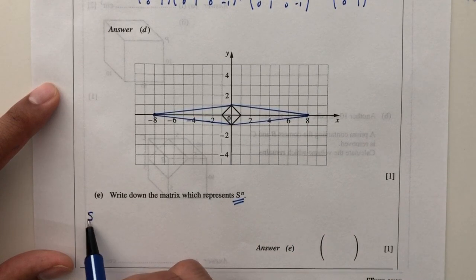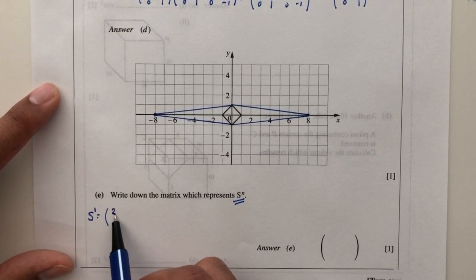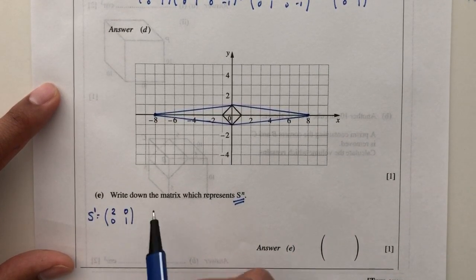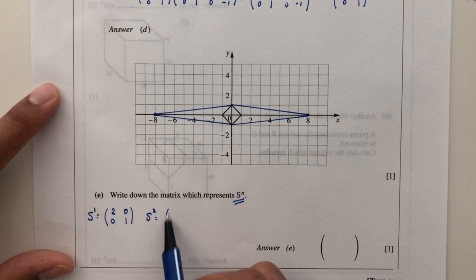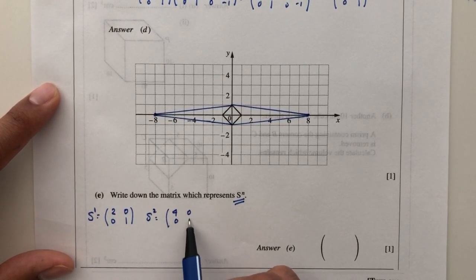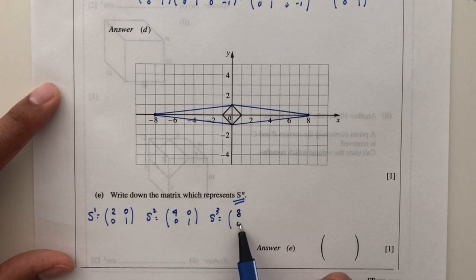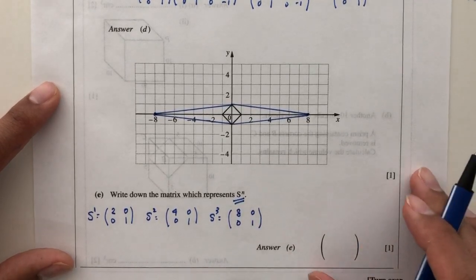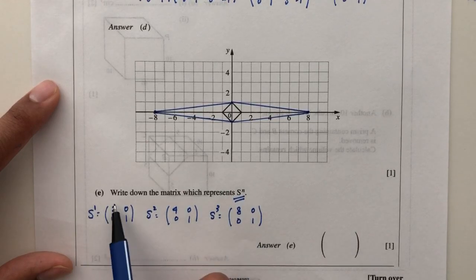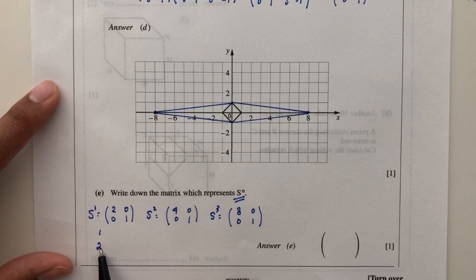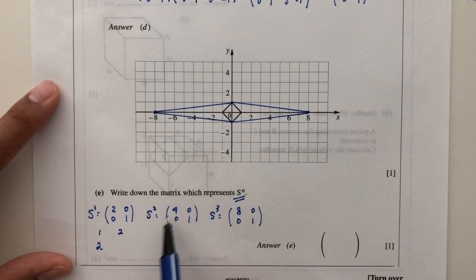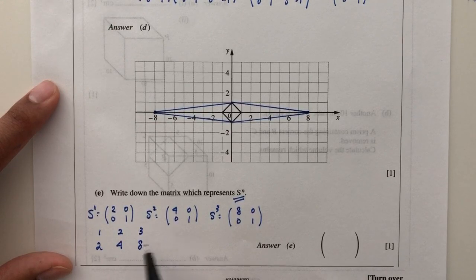We see that S1 is given by 2, 0, 0, 1. S2 is given by 4, 0, 0, 1. And S3 is given by 8, 0, 0, 1. So the only difference here, as you can see, is this one, this, and this. For the first term, it is 2. For the second term, it is 4. For the third term, it is 8.